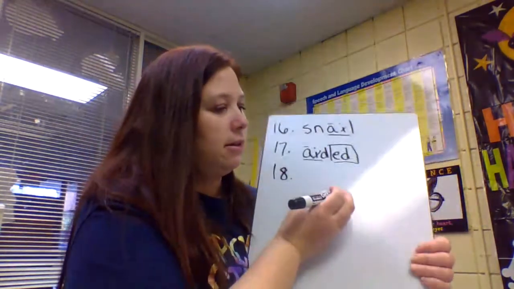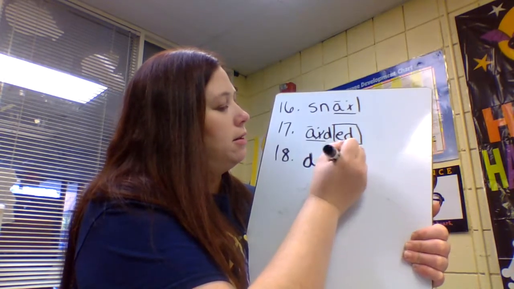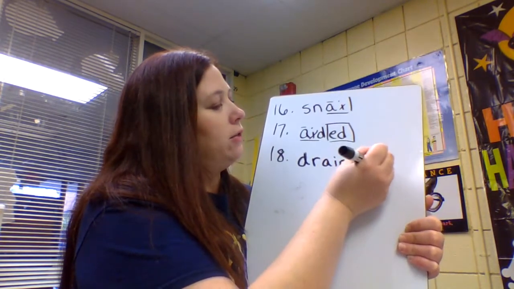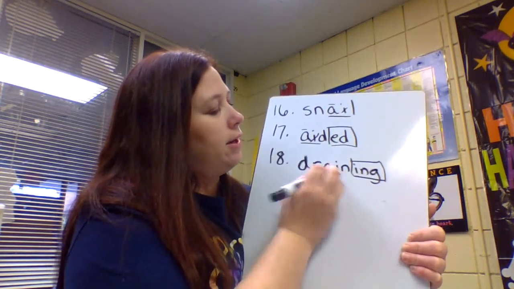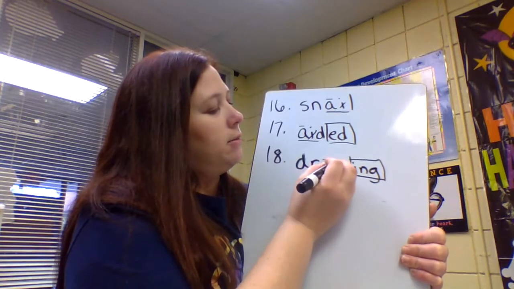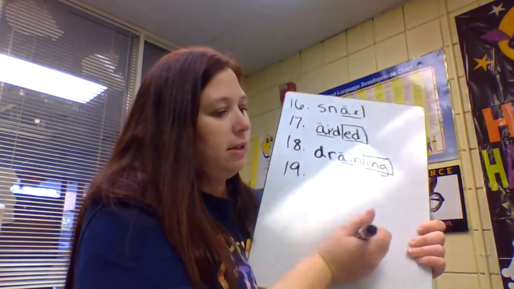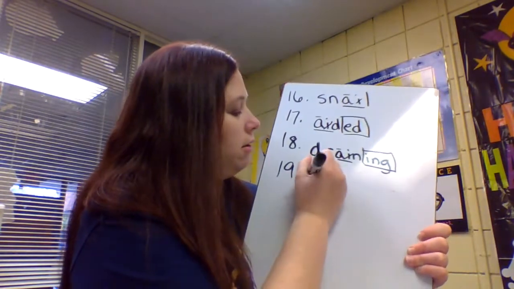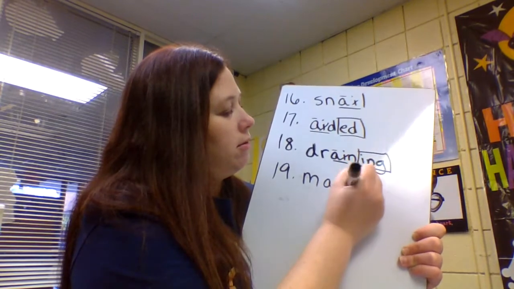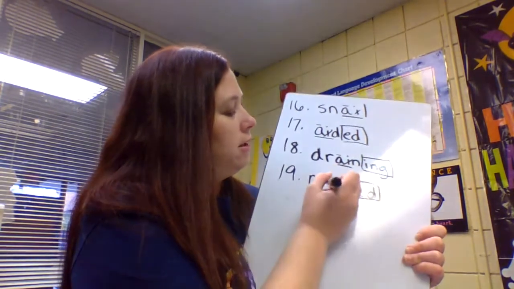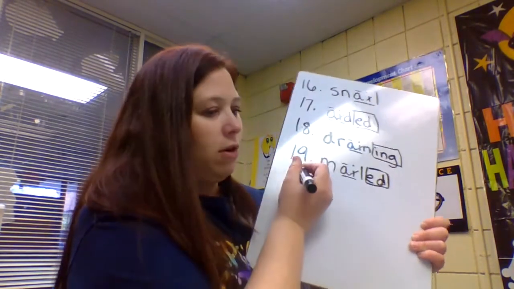Number 18. Draining. We are going to box off our suffix of ing. We're going to underline our AI digraph, gets a macron, and the I gets crossed off. Number 19, mailed. We're going to box off our ED. Here we have our digraph, so our A gets a macron, our I gets crossed off.